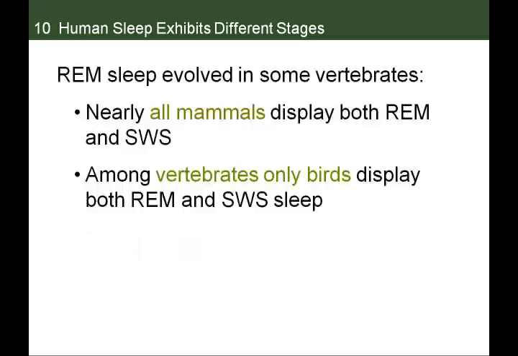Okay, do animals dream? We know that nearly all mammals show both REM sleep and slow wave sleep. But rabbits, bunnies, they show both types of stages. But they're very light sleepers. Rabbits are very light sleepers, and sometimes they trick you because both their eyes are open, and you think they're not sleeping, but they're sleeping.